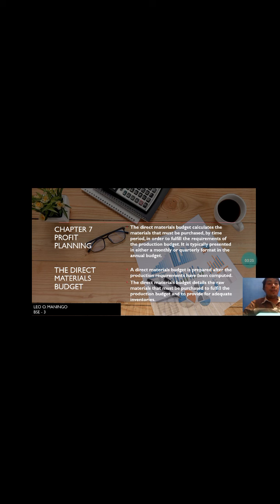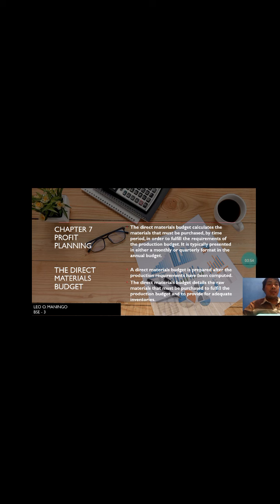First is the direct materials budget. The direct materials budget calculates the materials that must be purchased by time period in order to fulfill the requirements of the production budget. It is typically presented in either a monthly or quarterly format in the annual budget. A direct materials budget is prepared after the production requirements have been computed.